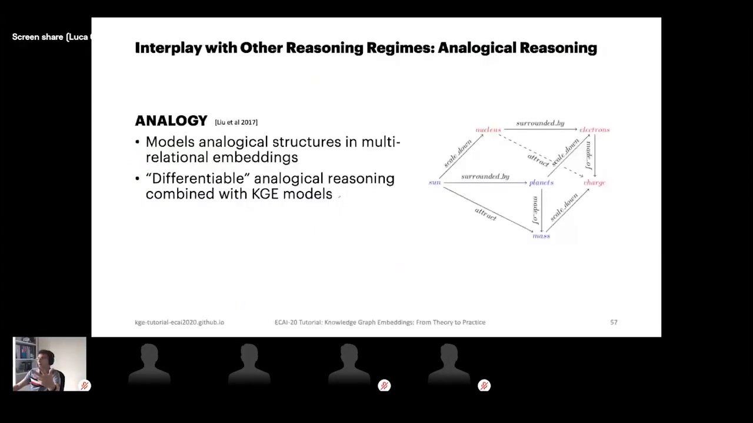We see how other reasoning regimes are integrated into knowledge graph embedding architectures, for example, when trying to use analogical structures, analogical reasoning. For example, if the sun is surrounded by planets and attracts mass, by analogical reasoning, we scale down sun to nucleus and planets to electrons, and we may try to predict that a nucleus attracts a charge by analogy with the sun that attracts a mass. And this is the idea behind analogical reasoning. But if we can make that idea differentiable, right, we can combine it with knowledge graph embedding models and come up with more powerful models that cherry pick the best aspects from different worlds.